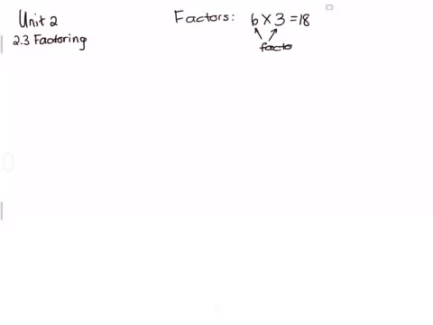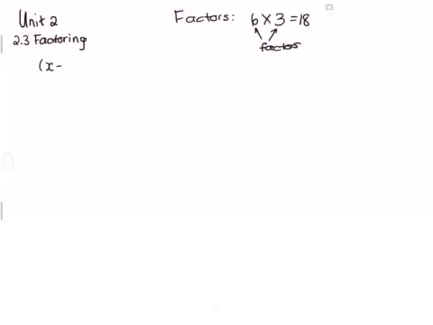Unit 2, we're still working on algebra and specifically 2.3 factoring. Okay, what do we mean by factors? If I say 6 times 3 equals 18, then 6 and 3 are the factors of 18. So in algebra, what would that look like?